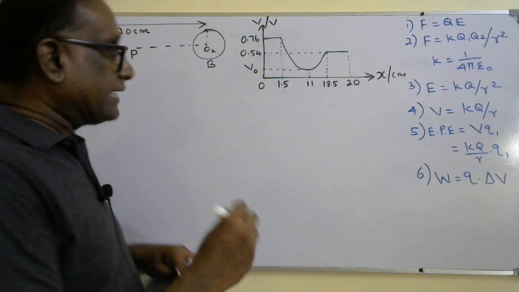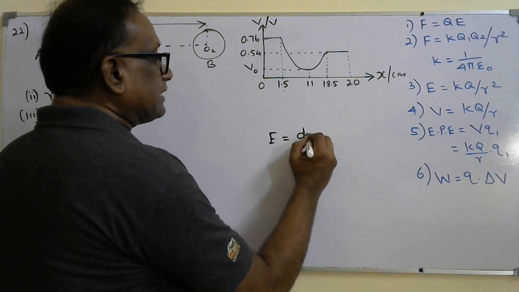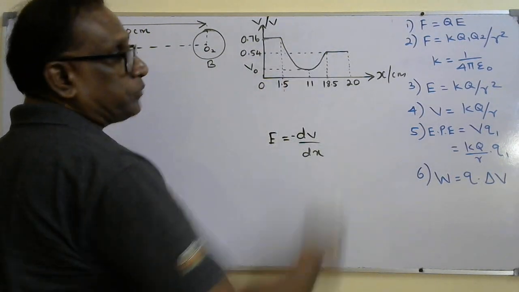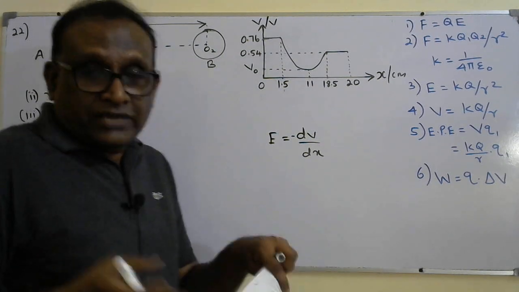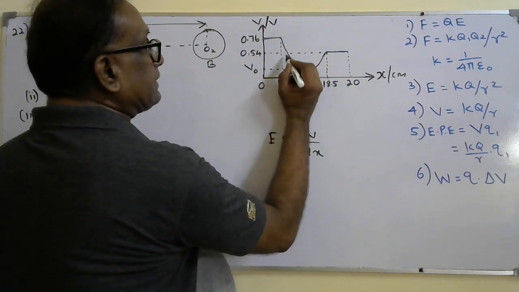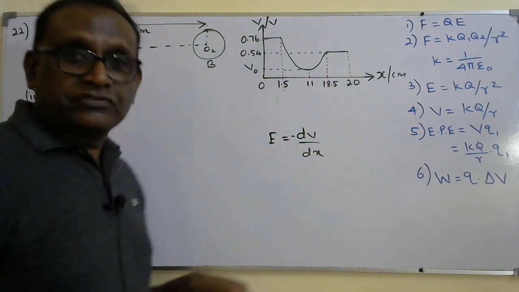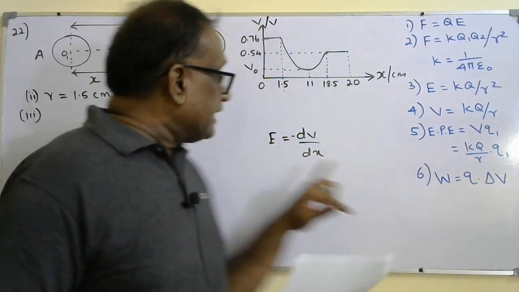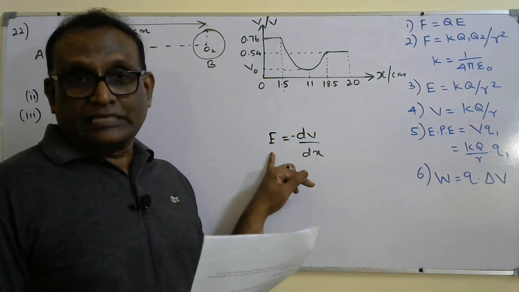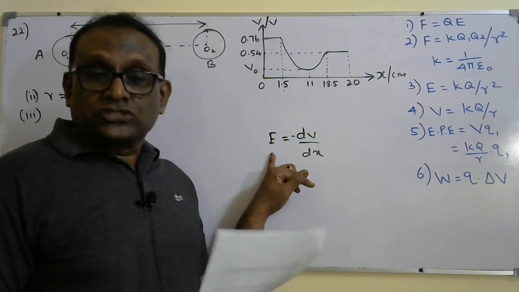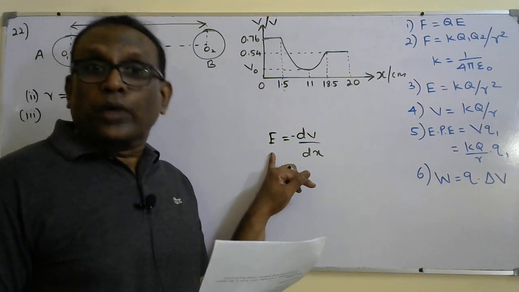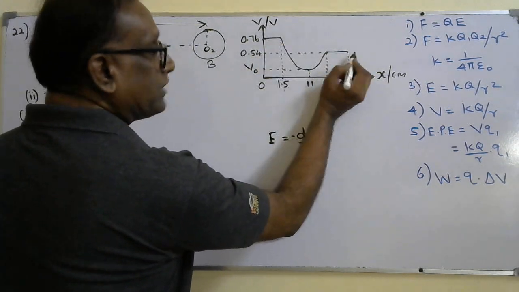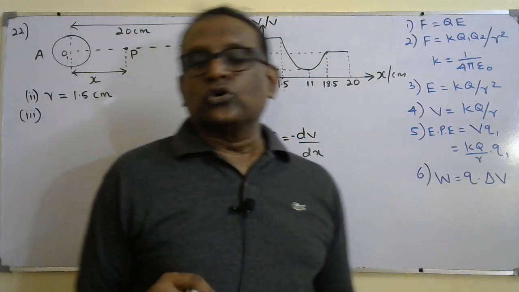We also know that electric field strength is given by the negative potential gradient. So if I draw a tangent at any point and find the gradient of the tangent, that will be equal to the electric field strength at that point. So at the null point, when I draw a tangent, the gradient must be equal to 0. Where will the gradient be 0?